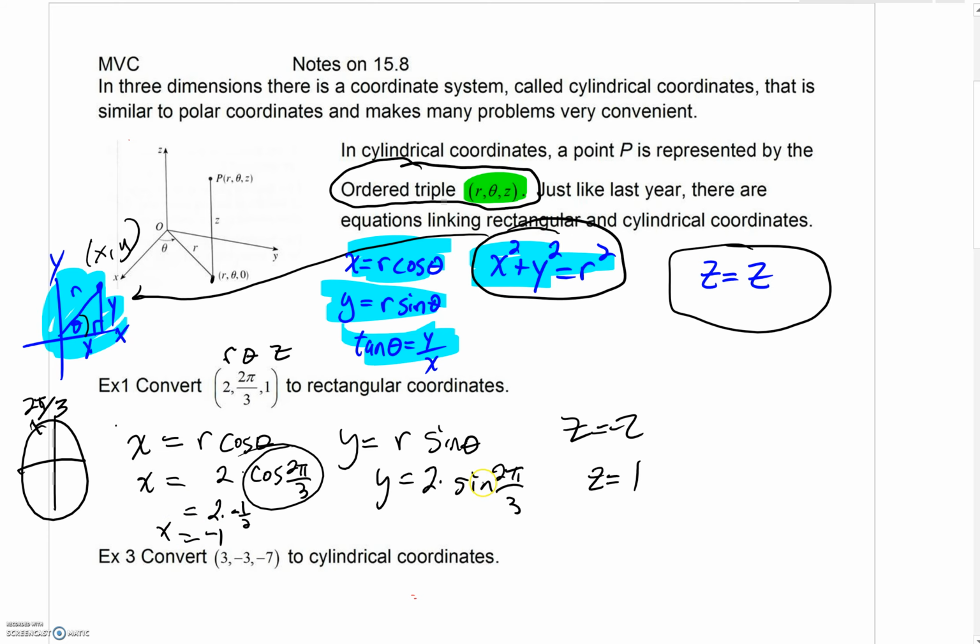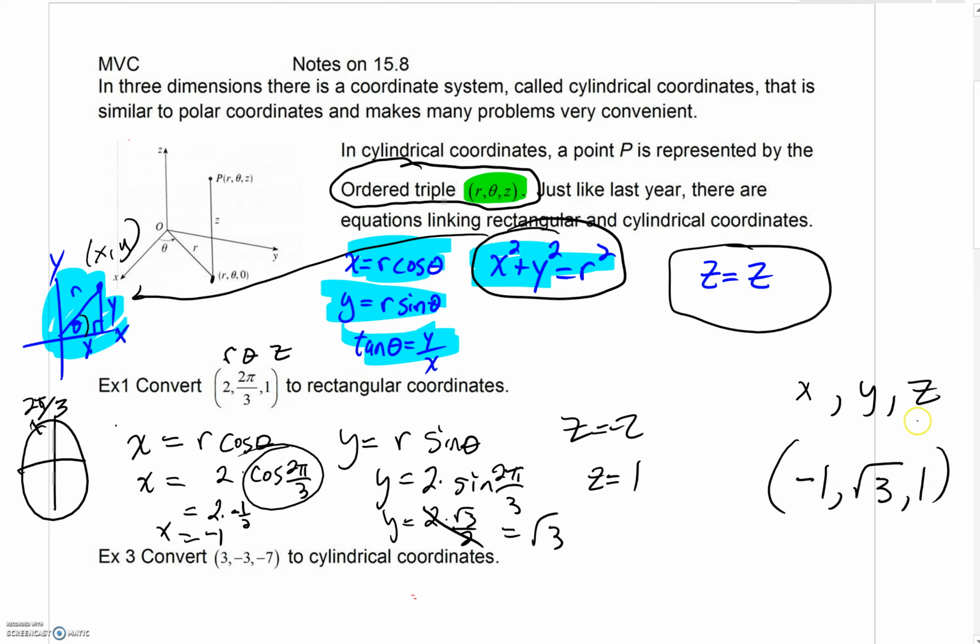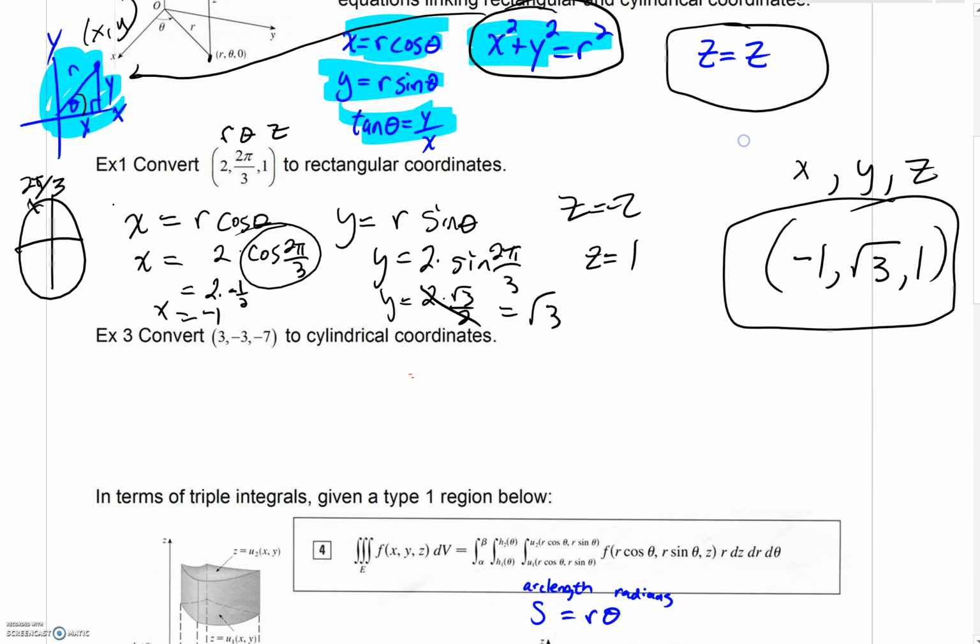The sine of 2 pi over 3 is going to be root 3 over 2. You can see the 2's cancel out, and you'll just have a radical 3. So what is your x, y, z, this ordered triple? Negative 1, radical 3, and a 1. And we are done. Likewise, we can take a look at an x, y, z and say, well, could we take this ordered triple and convert it into cylindrical coordinates?